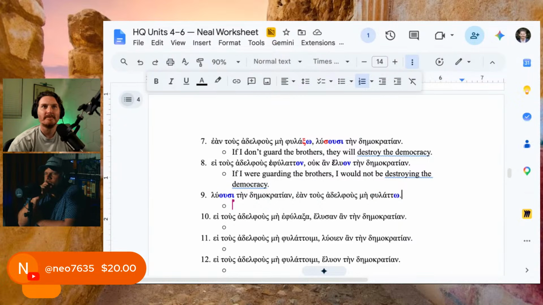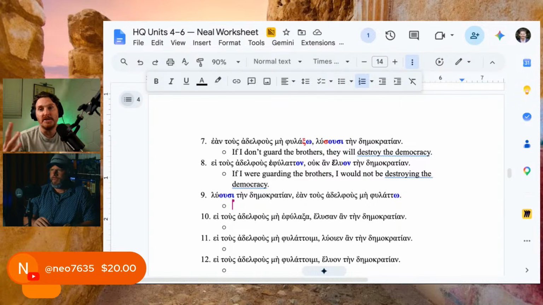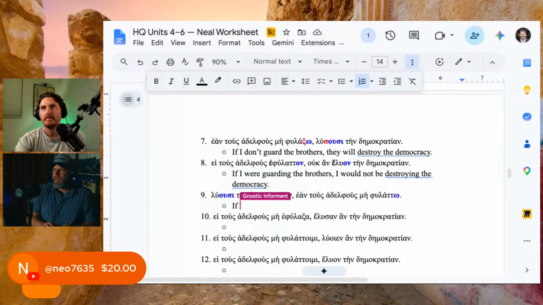So I have to tell you. Okay, it's future more vivid, right? Yeah, and you could translate the protasis first if you want to stick to that structure. Let's do that. If I... But it's not future more vivid. It's not. What is it? Present general. Hold on, I'm just looking at the chart one more time. Okay.